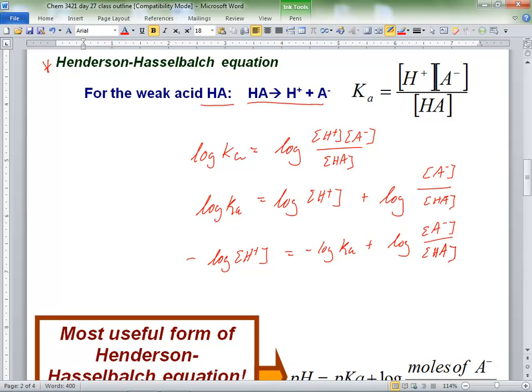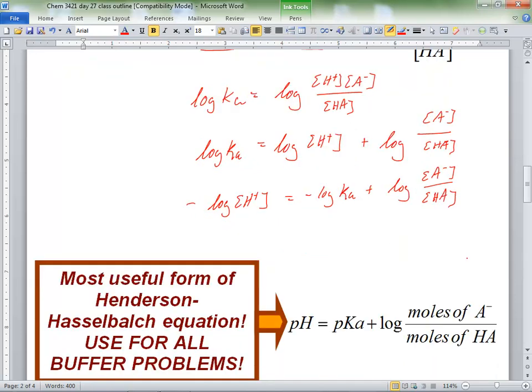But negative log of H plus is, everybody? pH. So pH equals negative log of Ka, which would be pKa. And that's because that's the P function. The P function is just negative log. So pKa plus the log of the conjugate base over the conjugate acid. Okay?